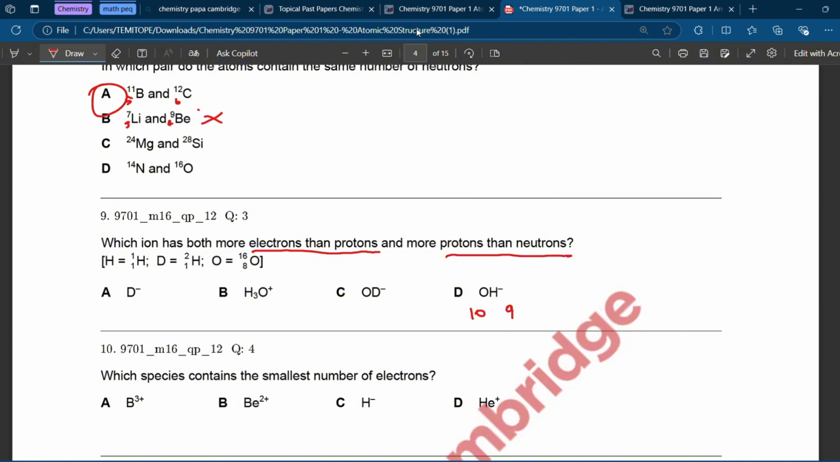Now let's look at D actually. In D we have OH minus. So how many electrons does OH minus have? Oxygen has 8 electrons, plus hydrogen, which is 1, plus the additional electron gained, that is 10 electrons. Now in terms of protons, it has 9, and in terms of neutrons, we need to add up its collective mass, hydrogen having a mass of 1, and oxygen having a mass of 16.